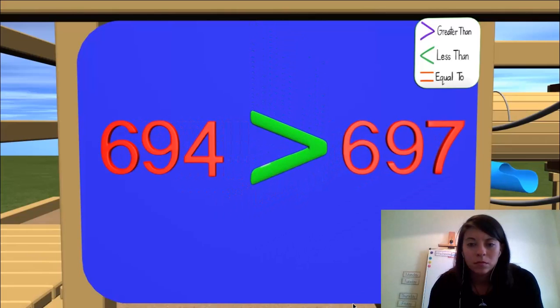Now we need to face the mouth towards the greater number, which is 697. Now, can you guys read this statement for me? Correct. 694 is less than 697.